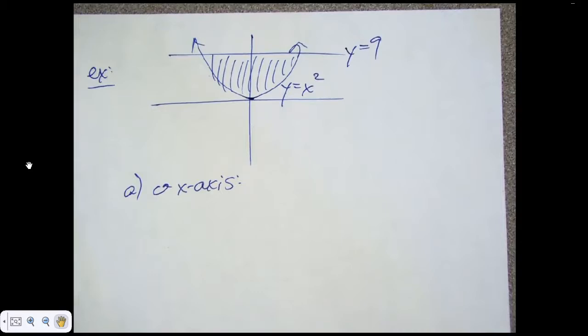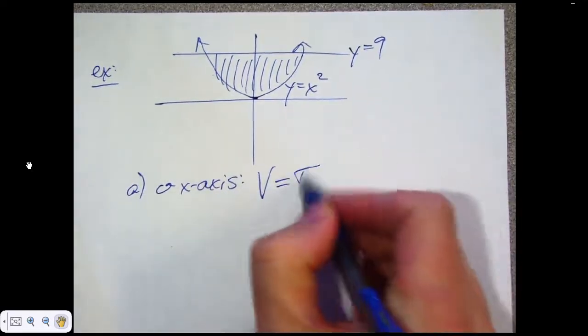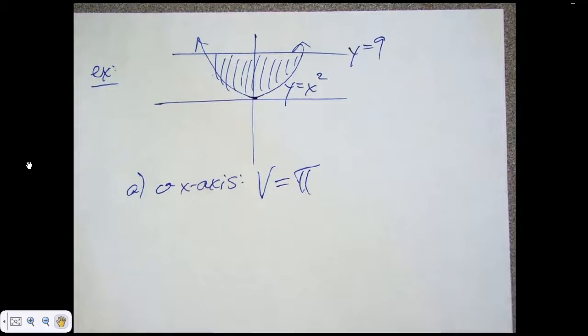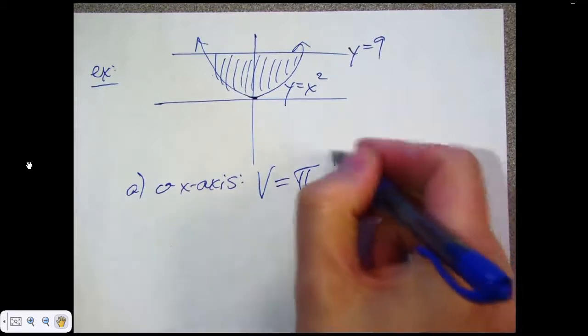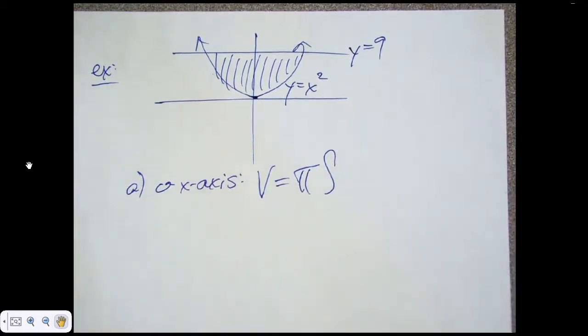So what's the first thing I need? Okay, volume equals pi. Why is there a pi? When we're revolving, we make circles. And then I make my integral sign. Don't I need the limits? How do I find those?